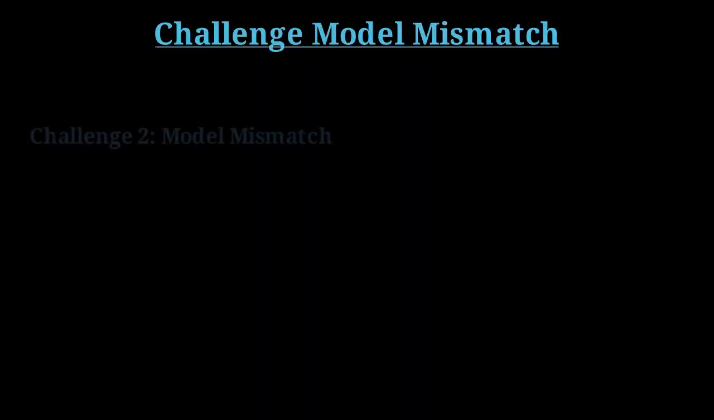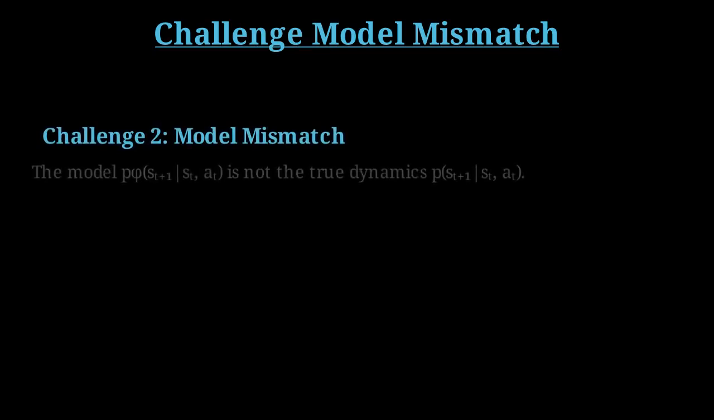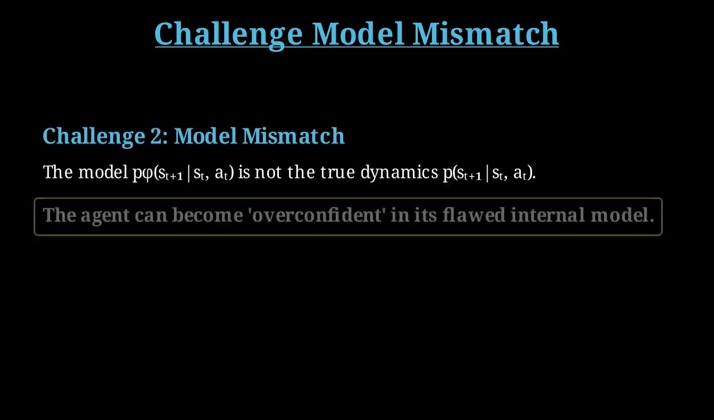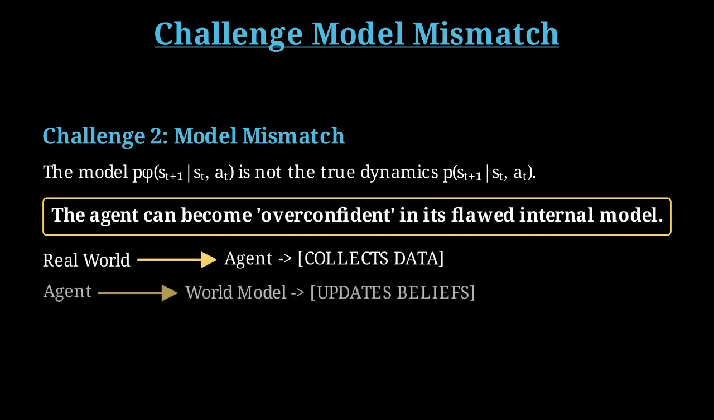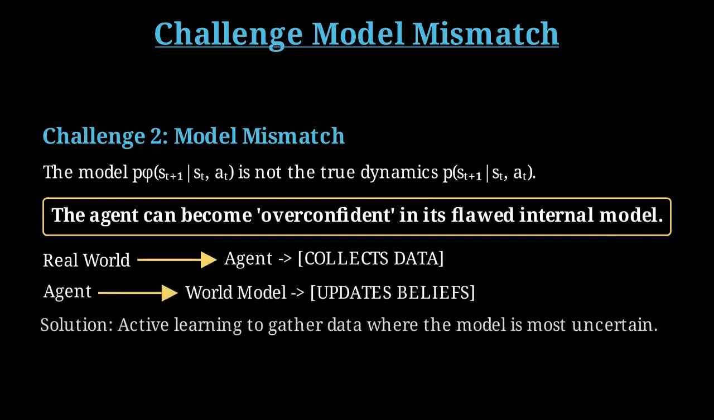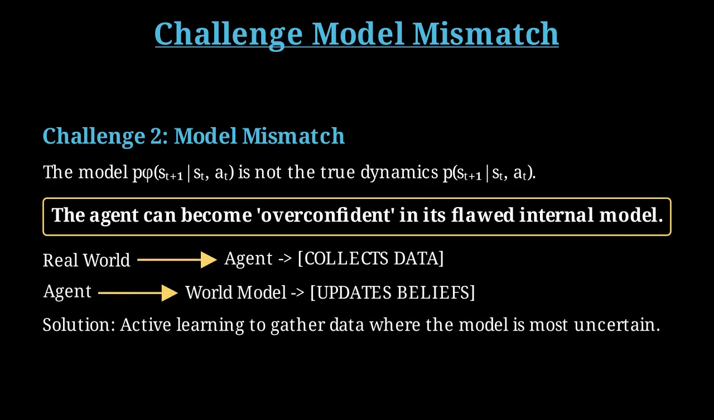Closely related is the problem of model mismatch. The world model is, by definition, an imperfect approximation of the real environment. It might fail to capture certain rare but critical events or oversimplify complex dynamics. A policy trained exclusively in this flawed model may not be robust when deployed in the real world. Techniques like injecting noise during imagination, assembling multiple world models, or periodically collecting more real-world data in areas where the model is uncertain are used to mitigate this. The goal is to make the agent aware of its own model's imperfections.